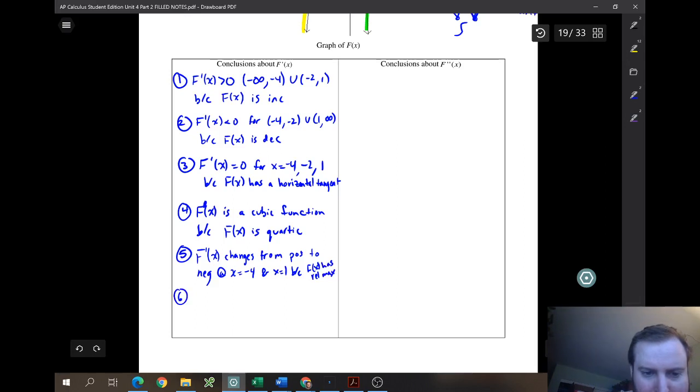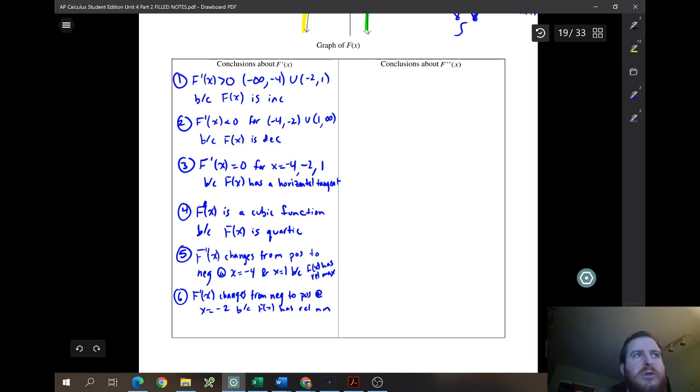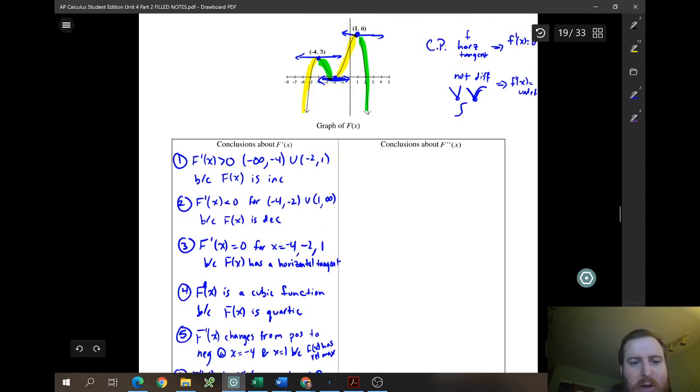And then we could say the opposite, f prime of x will change from negative to positive at x equals negative 2, because f of x has a relative minimum there. Right? So those are our maximums and our minimums. How do we connect the maximums and the minimums back to f prime of x? Well, that's when f prime of x changes between positive and negative. So that's everything that we can do with our increasing and decreasing sections.